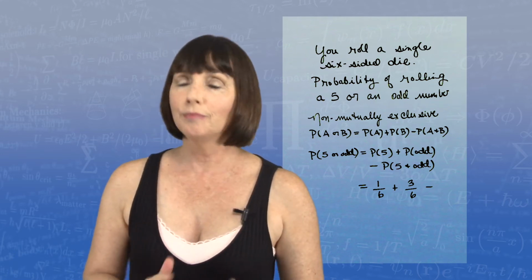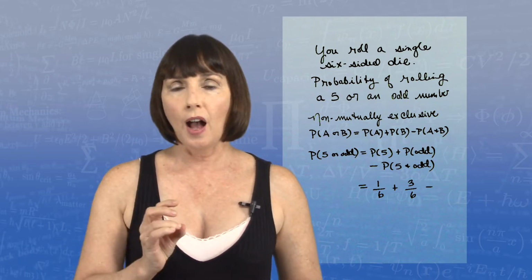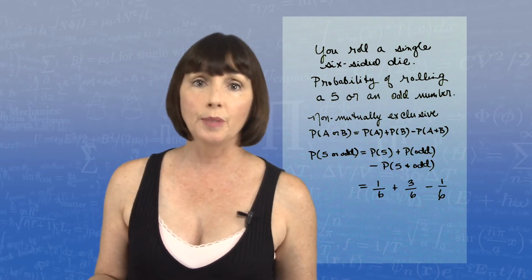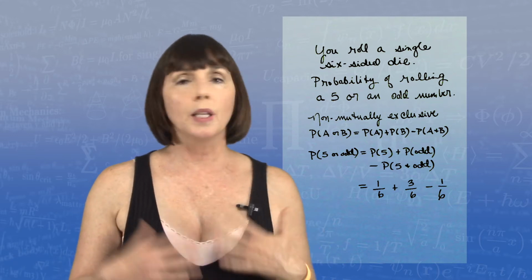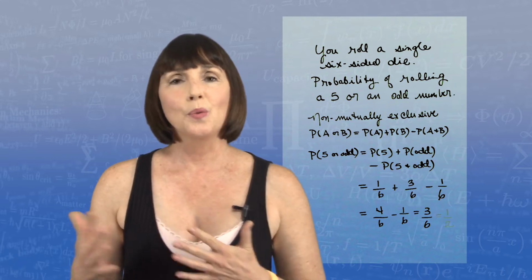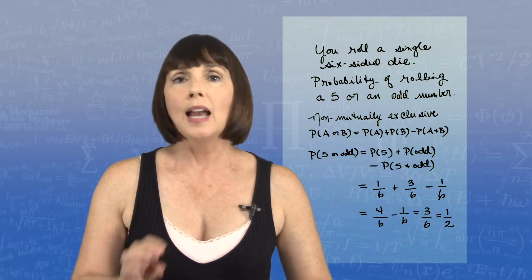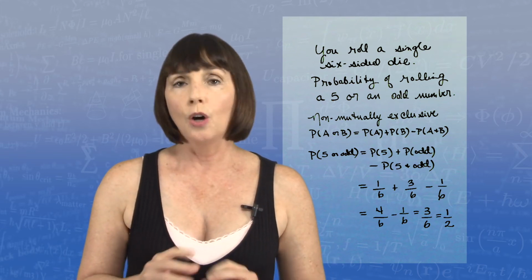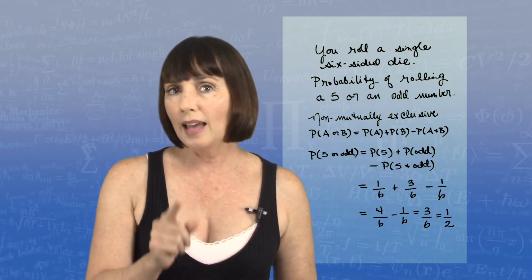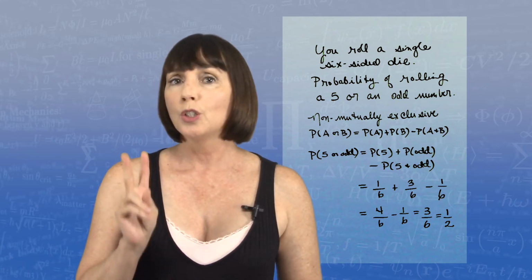If you roll a 5, that's also an odd number, so that satisfies the criteria. So the probability of rolling a 5 and an odd number is 1 over 6. Now we just do the arithmetic. So we have 1/6 plus 3/6, that is 4/6, minus 1/6, that's equal to 3/6 or 1/2. So in this case, the probability is equal to 1/2. Now, subtracting out that probability of rolling a 5 and an odd number keeps you from double counting that outcome. If you didn't do that, you'd be counting rolling a 5 twice.